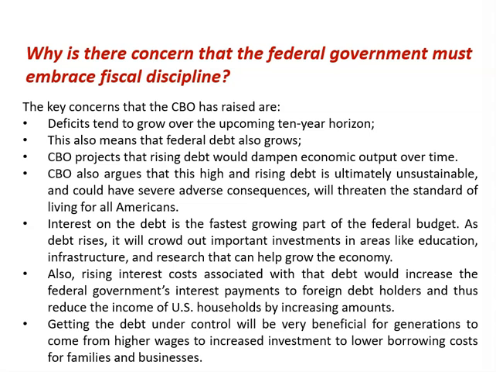5. Interest on the debt is the fastest growing part of the federal budget. As debt rises, it will crowd out important investments in areas like education, infrastructure, and research that can help grow the economy. 6. Also, rising interest costs associated with that debt would increase the federal government's interest payments to foreign debt holders, and thus reduce the income of U.S. households by increasing amounts. 7. Getting the debt under control will be very beneficial for generations to come, from higher wages to increased investment to lower borrowing costs for families and businesses.